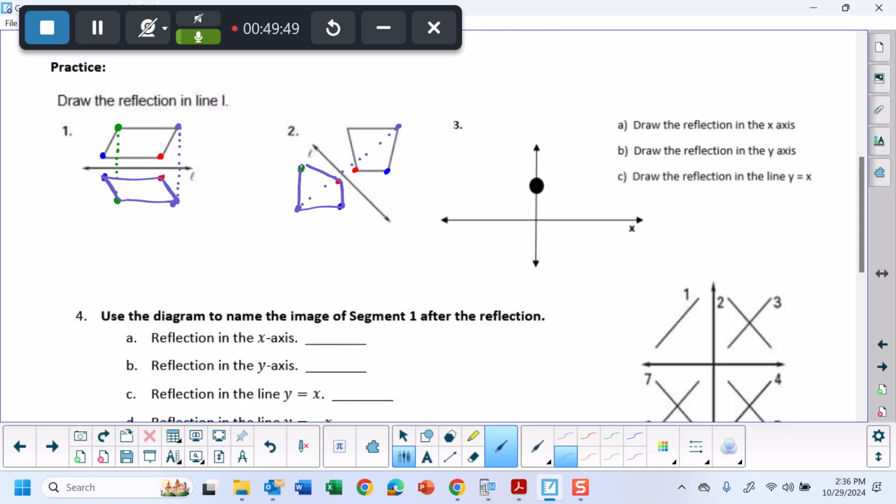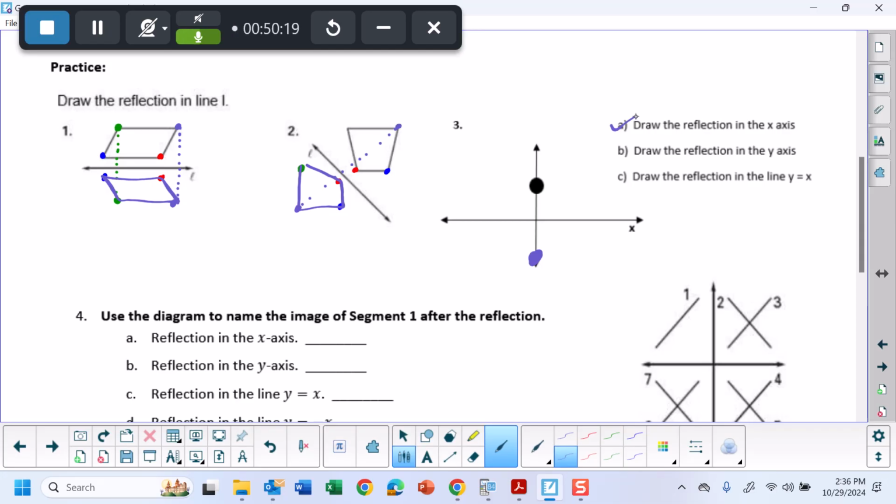So number 3 is kind of fun, because that singular dot, if I reflect it in, remember that's the same as saying over, if I reflect it in my x-axis, I'm going to draw that dot as far away from that line of reflection. So it's the same distance above and below. Everybody okay with that dot?